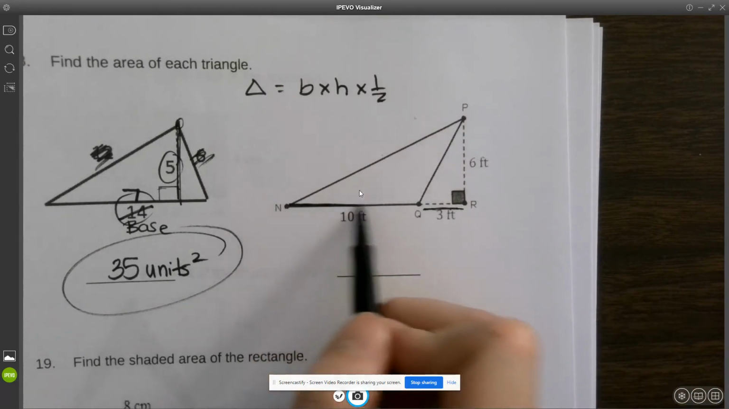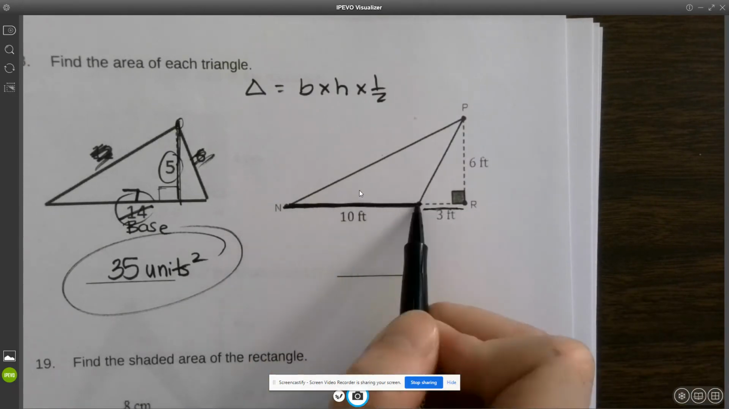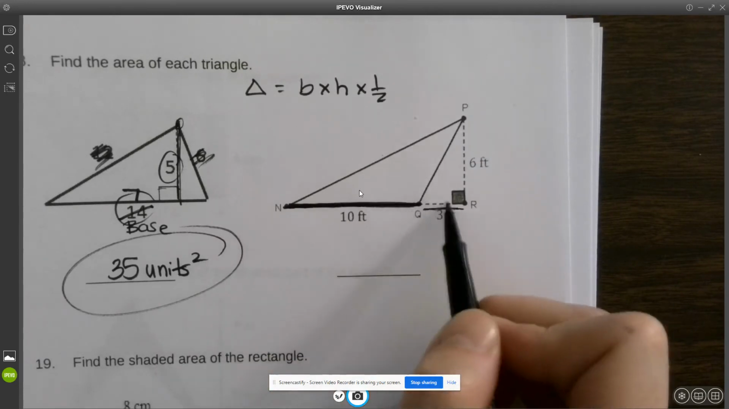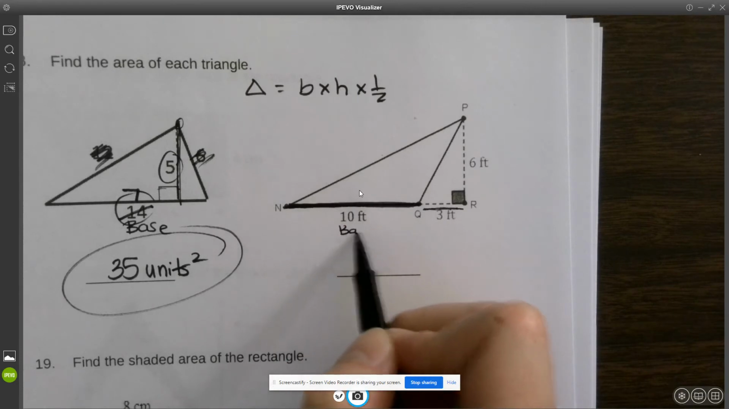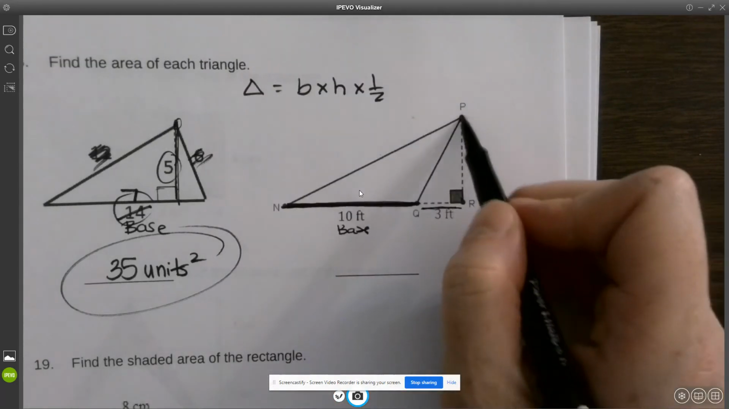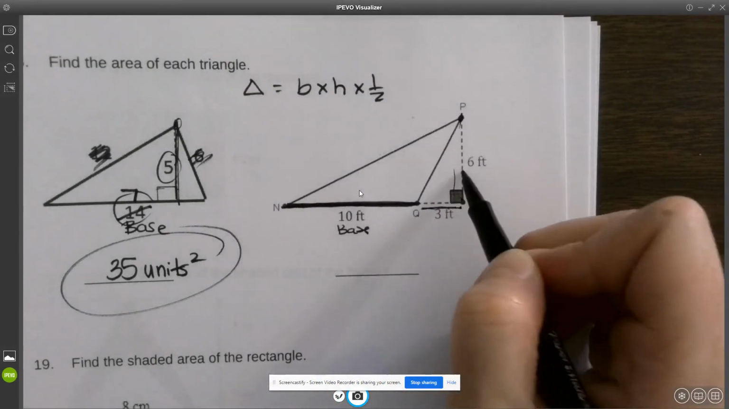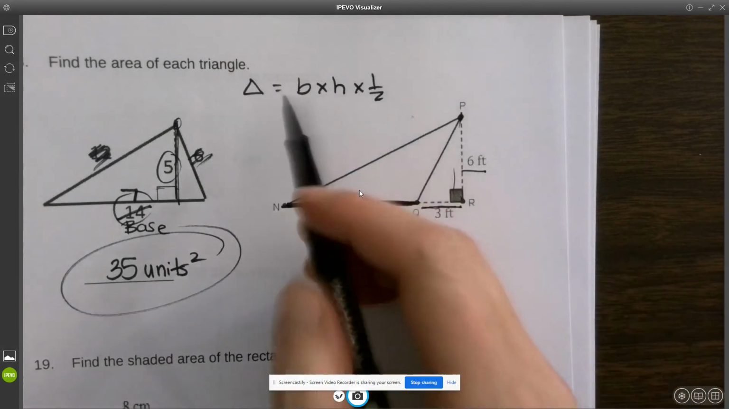The triangle ground is from here to here only. This part is like invisible. So the base is 10. Now how high up does it go? If I took a rope and dropped it, it would be 6 feet. Now remember, it's base times height times half.